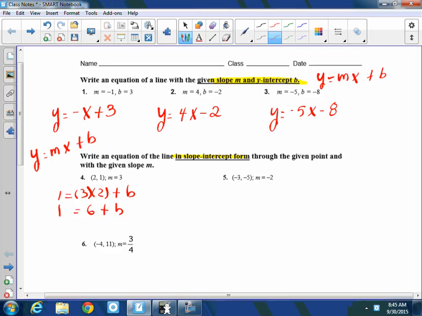And what's my next step? Minus 6. And then what's b? What's 1 minus 6? Negative 5. I got it. So now I got the two things that I need, which are my m and my b, and I can plug in my equation, correct? All right, so what's my equation? Y equals what? 3x minus 5.